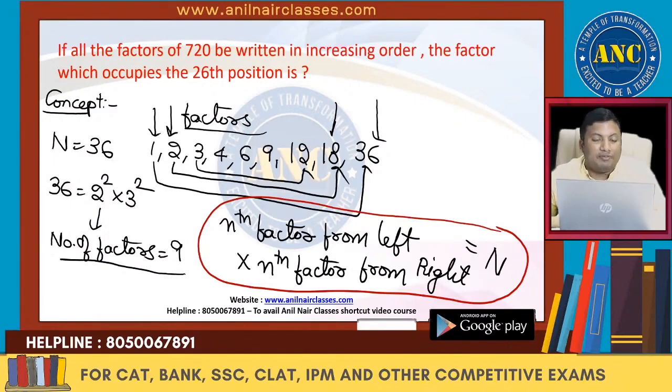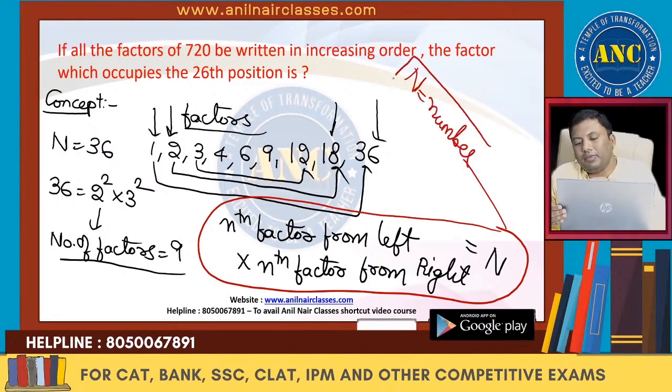Now, with this understanding, let us solve the question. Now see here. Nth factor from the left into nth factor from the right is nothing but the number itself.